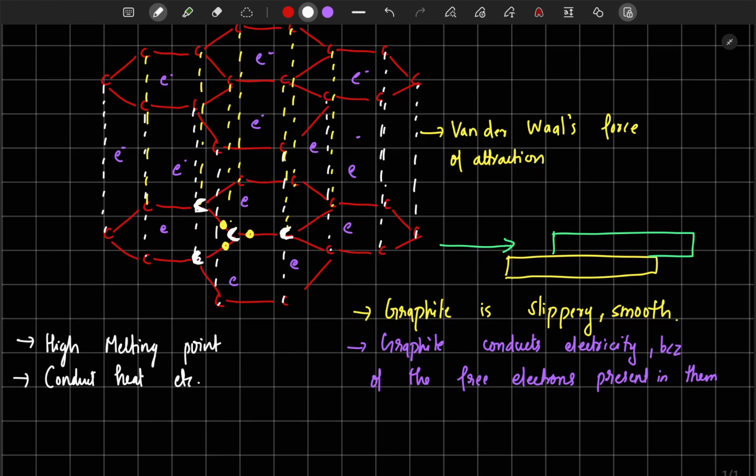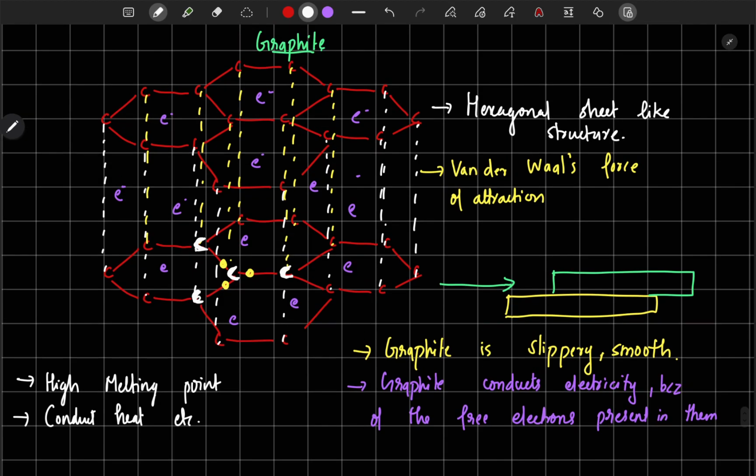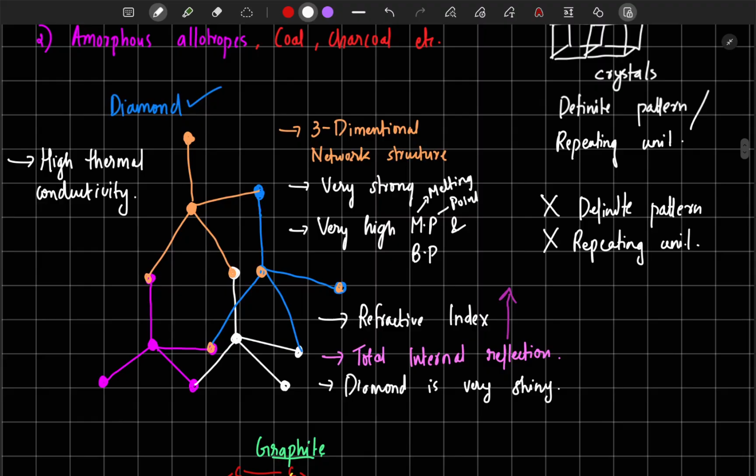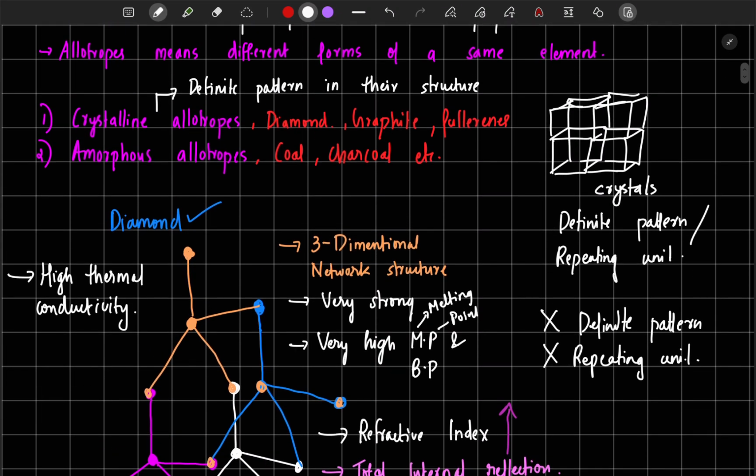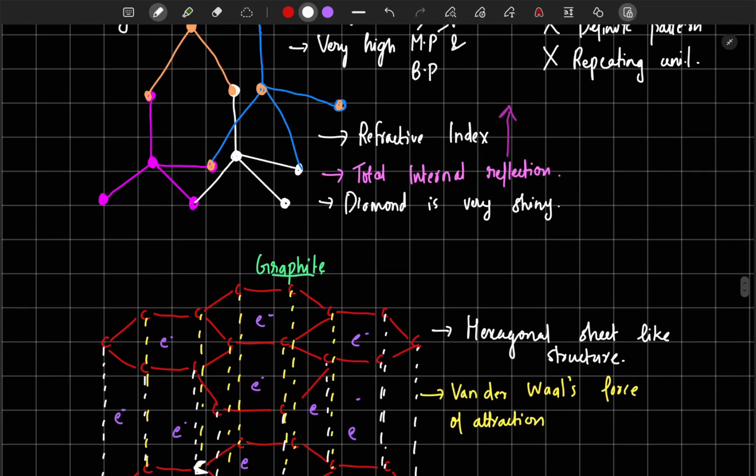You can also write that graphite has a hexagonal sheet-like structure. That is also one point you can write about graphite. Okay, if you have any doubt in this graphite or diamond, you can mention that in the comments. I will reply to your questions.